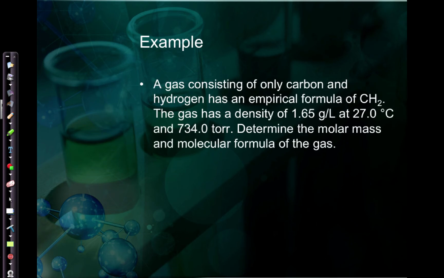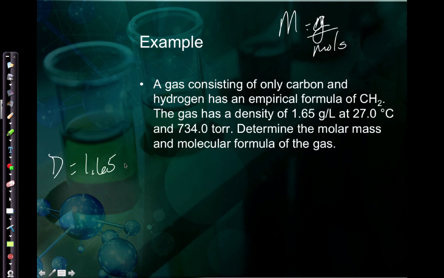Okay, so first thing, we need the molar mass. So we know that in order to get the molar mass, we need grams and moles. So let's pull out the information and see what we actually have here. We have a density, which is 1.65 grams per liter. We also know a temperature, which is 27 degrees Celsius, and I have a pressure of 734 torr. All right, and that's all it tells us. We just know that we're looking for two things: grams and moles.